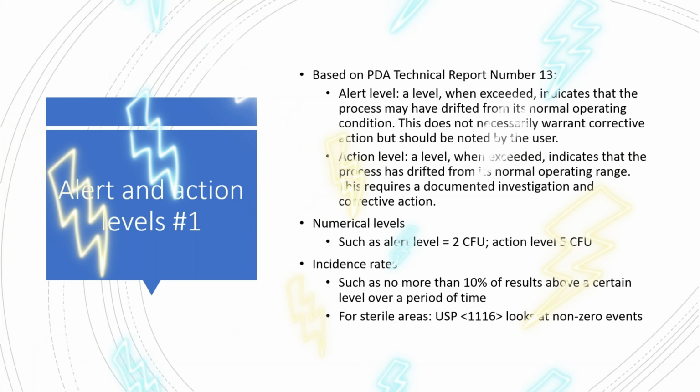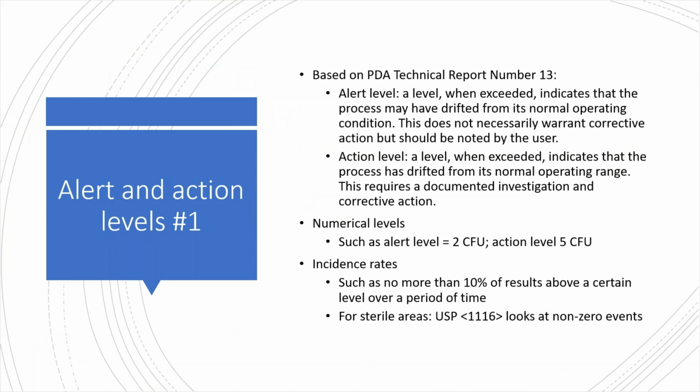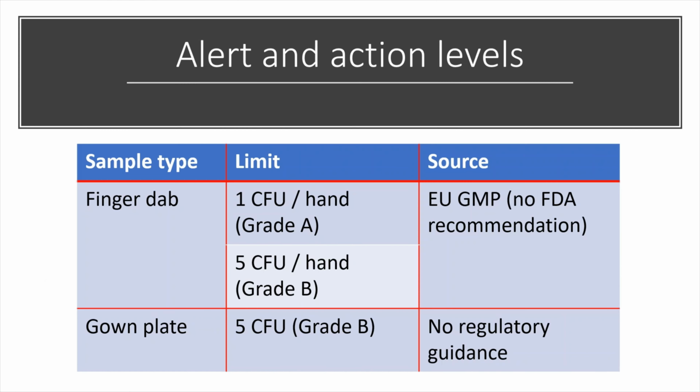We also need to set appropriate alert and action levels for gowns and gloves as well. And again, the regulations don't provide any clear guidance about this. But it's important to have both because the alert level is indicating when we may have potential drift, and the action level indicates when we've actually gone outside the normal operational range. And here are some examples of some levels that could be applied.